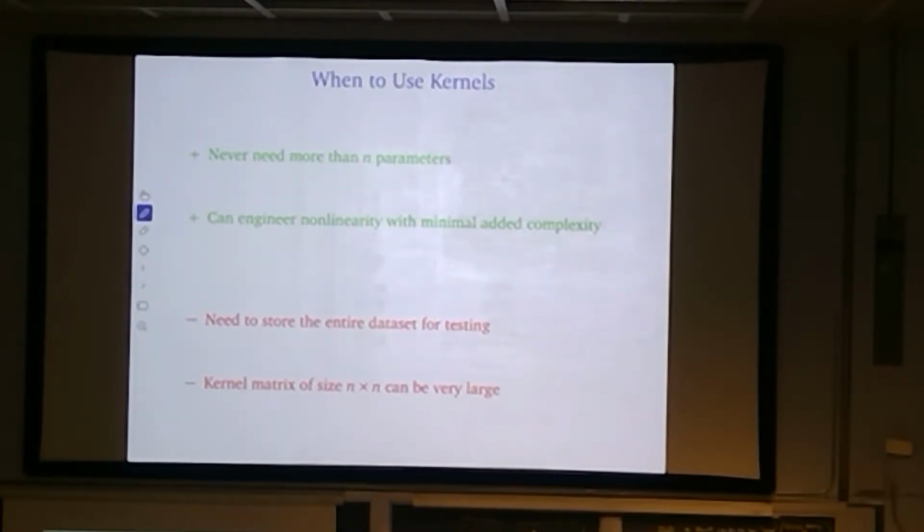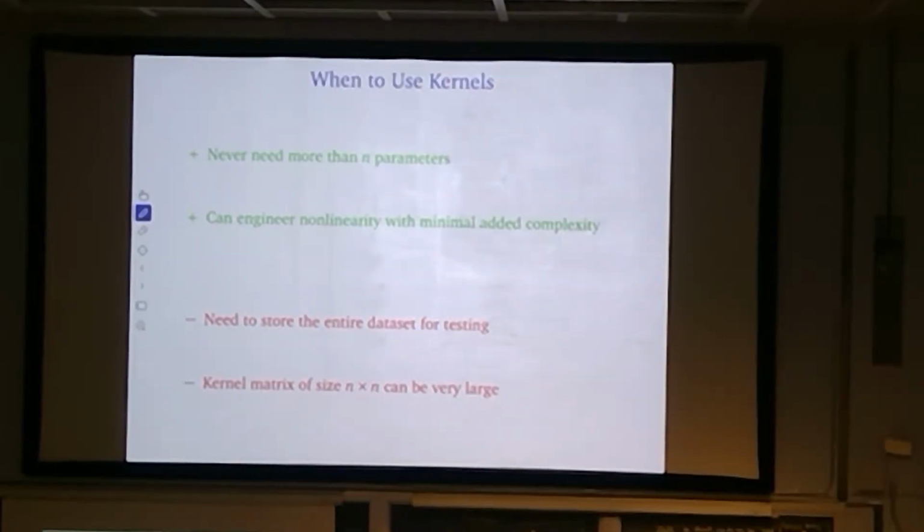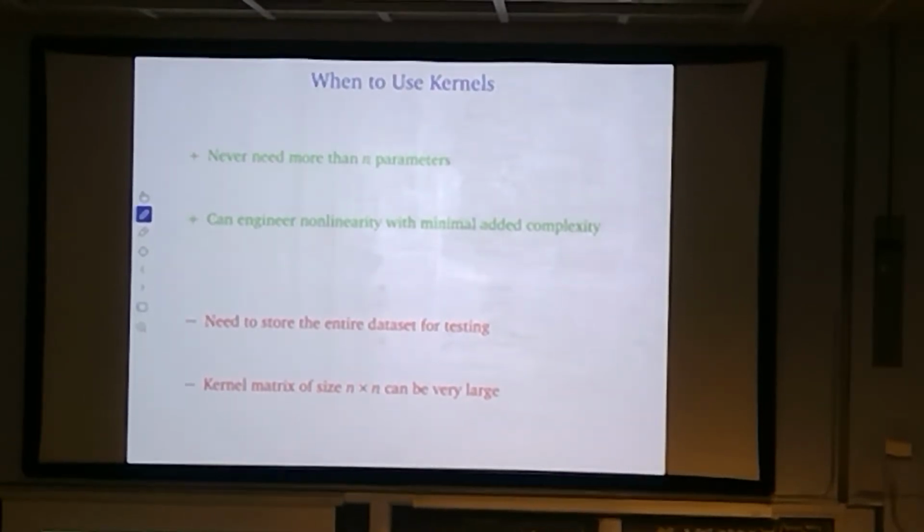Good thing about kernel is it never needs more than n parameters. N is the number of instances. And the second thing is it allows us to engineer nonlinearity with minimum added complexity. Think about RBF kernel. Think about polynomial kernel. I can have a choice of P. I just need to change a P. I have a whole different family of functions. And try to do that in the primal space, you expand to the lifted space, for different P, you have different feature vector to evaluate, right?